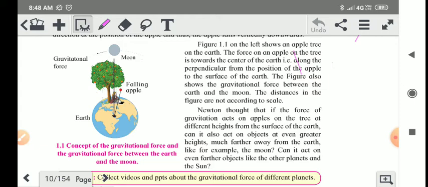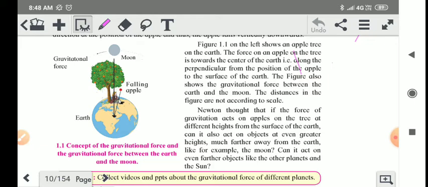So Newton thought that if the force of gravitation acts on an apple on the tree at a different height from the surface of the earth, can it also act on objects at even greater heights, much further away from the earth, like for example the moon? Can it act on even further objects like the other planets and the sun?